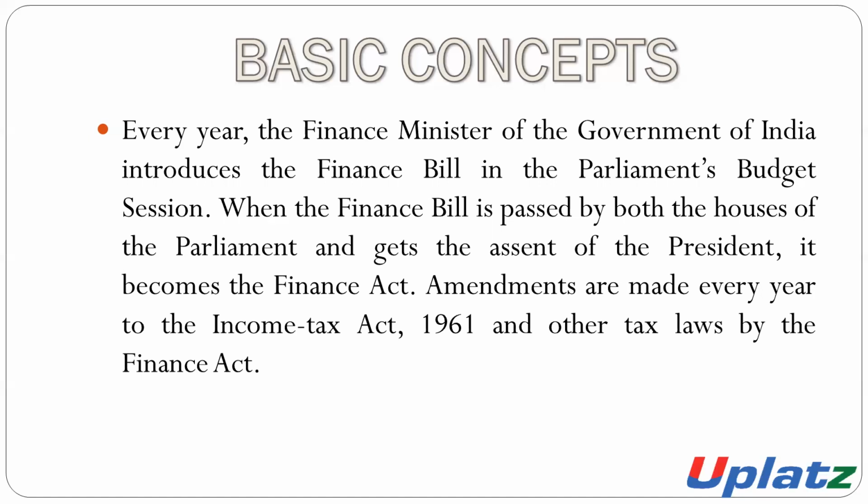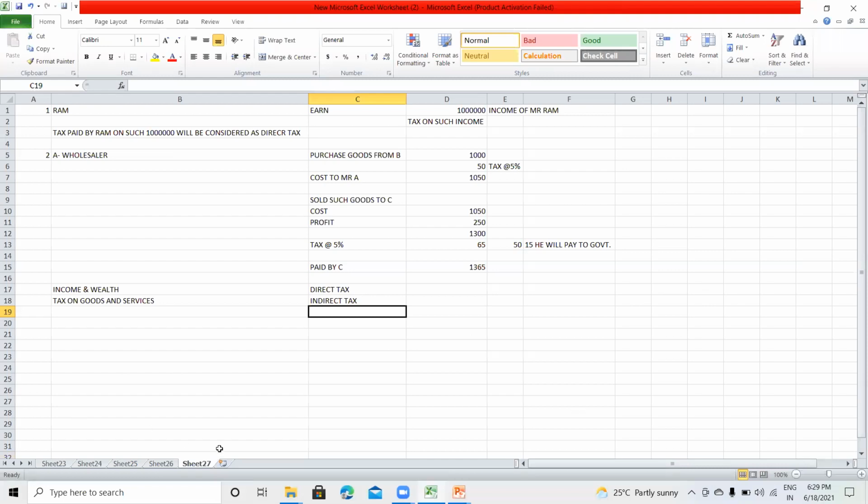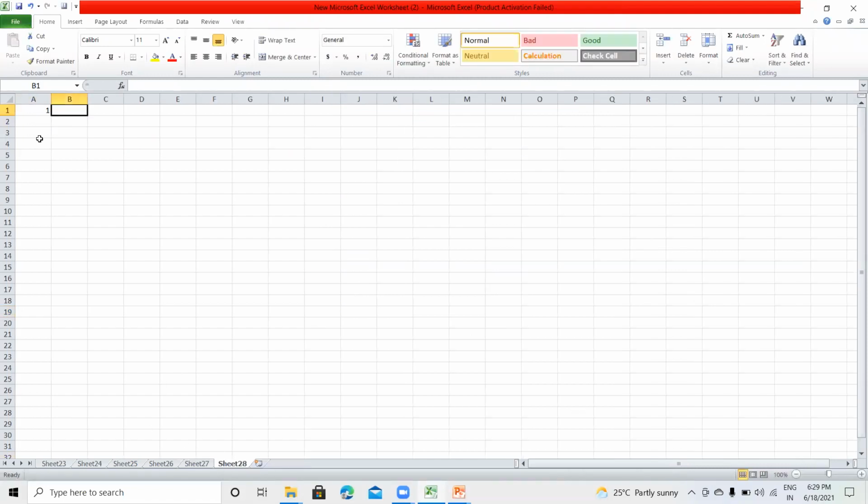When the finance bill introduced by the Finance Minister of the Government of India is passed or accepted by both houses of Parliament, the Lok Sabha and the Rajya Sabha, and it gets the consent of the President, then it will become the Finance Act. For example, there is a finance bill.